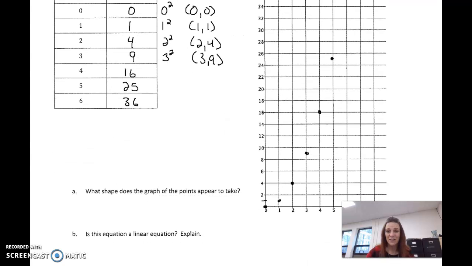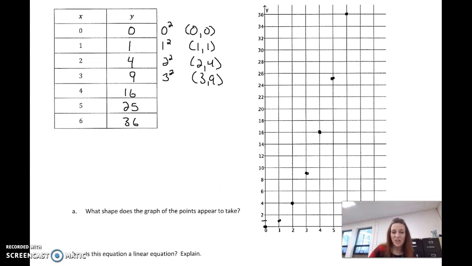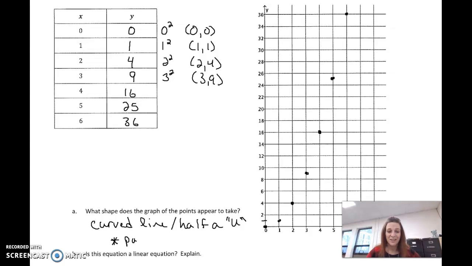All right, so remember we said we didn't anticipate this to be linear, and it's not. It kind of starts out like it could be, and then all of a sudden you see this curvature happening, right? So what shape does the graph of the points appear to take? Well, it kind of looks like it's curved. Okay, it's a curved line. If you kind of look at it, it almost looks like half a U shape. But the word we're looking for here is parabola. Not that you have to worry about using the word parabola right now. If you told me this was a curved shape, that would be fine. But a parabola is a U shape.